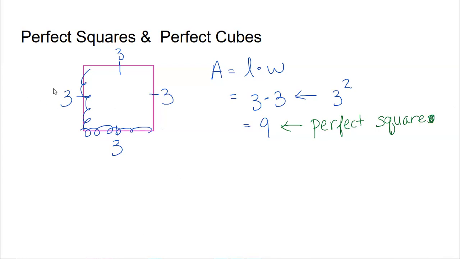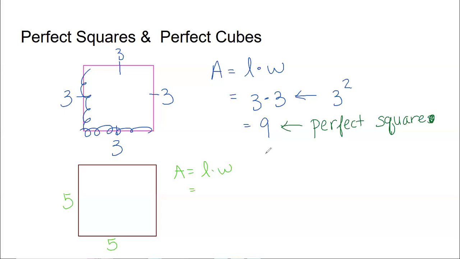Let's build another square. And again, it's the same all the way around. So I'll say the length this time is 5, the width is 5, or base and height. So if I were to ask for the area, you would say length times width, or base times height, is 5 times 5, which you could rewrite as 5 squared. And 5 times 5 is 25. So that number, 25, is a perfect square. Okay, so that's why the second power, we speak the word squared.